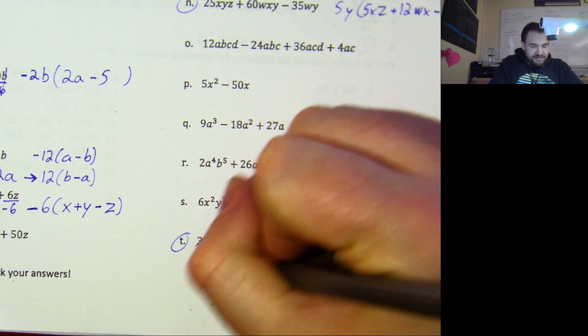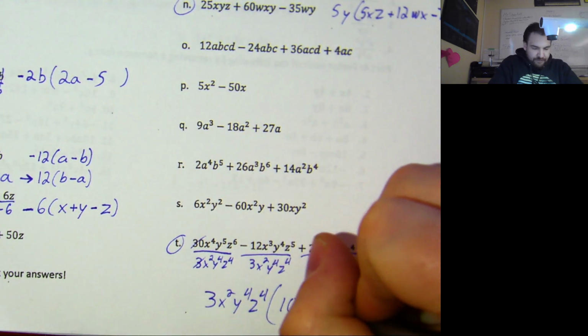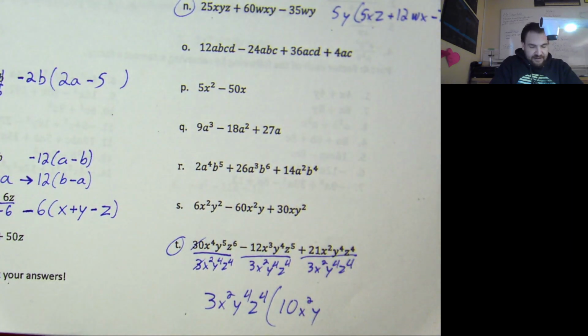30 divided by 3 is? X to the 4th divided by x squared is? Y to the 5 divided by y to the 4? Z to the 6 divided by z to the 4?